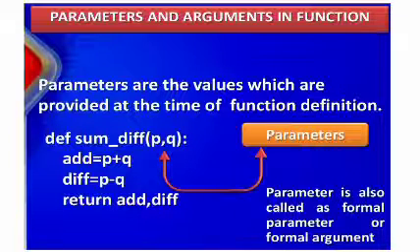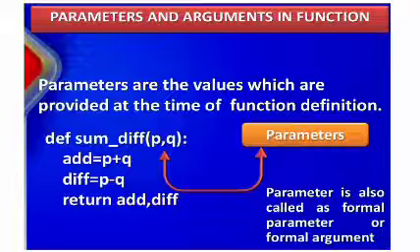Here, p and q are two parameters that are passed in the sum_diff function. It is used to add the values, p plus q, and the difference, p minus q, and return the sum of p and q and the difference of p and q.